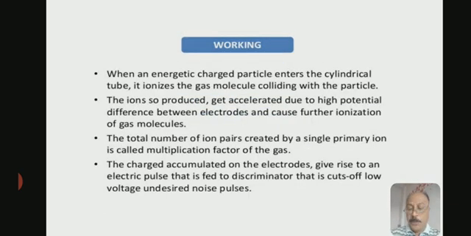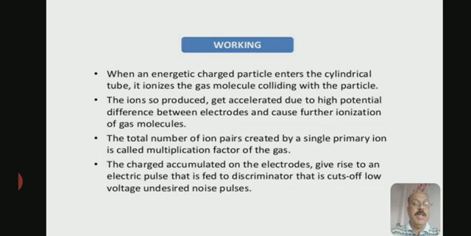So how does it work? When an energetic charged particle enters the cylindrical tube, it ionizes the gas molecules colliding with the particle. The ions so produced get accelerated due to the high potential difference between the electrodes and cause further ionization of gas molecules. The total number of ion pairs created by a single primary ion is called the multiplication factor of the gas.